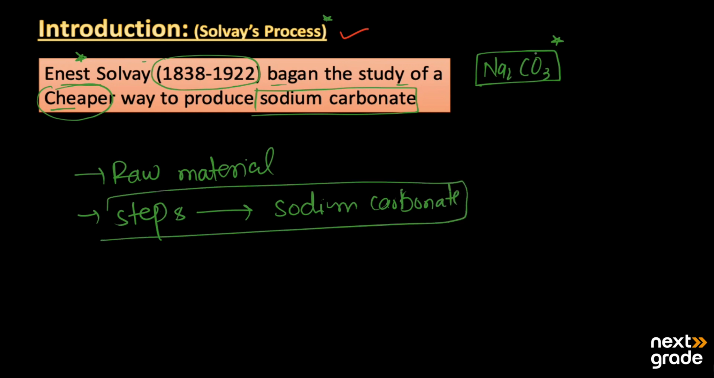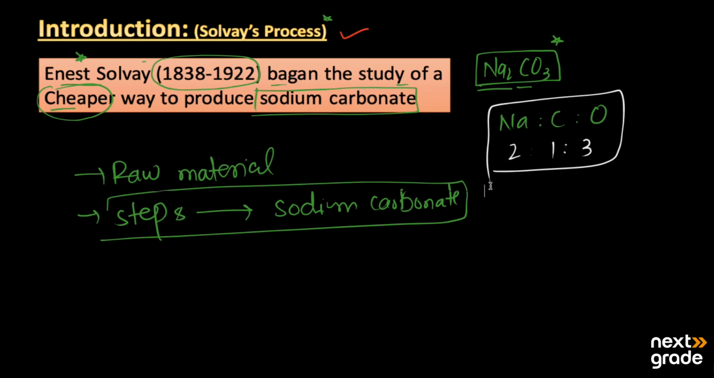So you just need to learn its formula, that is Na2CO3. That compound contains two atoms of sodium, one atom of carbon. So the ratio of sodium to carbon to oxygen is 2 to 1 to 3. This is the simple formula for sodium carbonate.